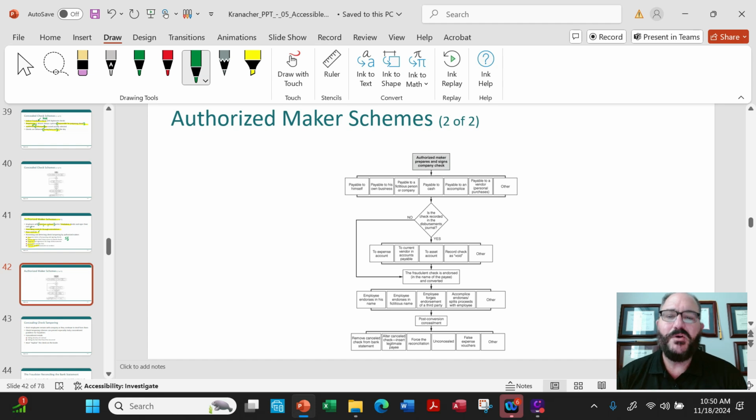Authorized maker scheme. Go ahead and take a moment to look through this. I'm not going to ask you to memorize that. But like I said, a good pathway if you were looking to study this.